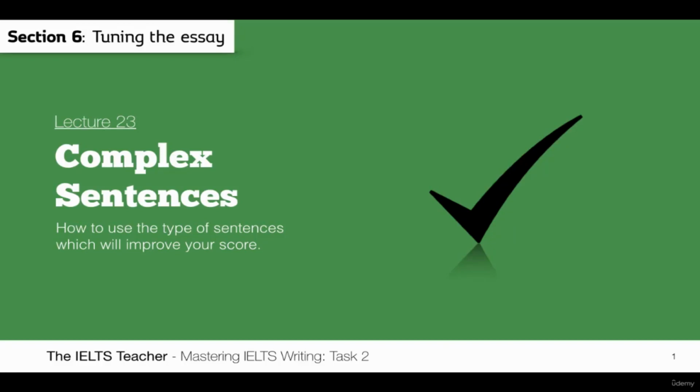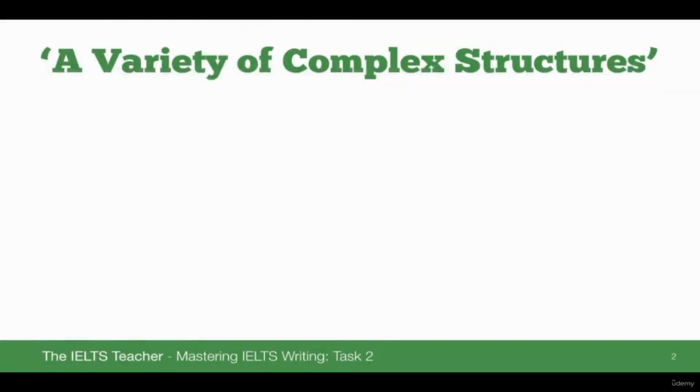Hi everybody. In the last lecture we looked at simple sentences and some common errors. In this lecture we are going to the next step and we're thinking about complex sentences. So we're looking at how to use the type of sentences which will improve your score to a band 7 level and above. Without complex sentences you're going to struggle to get that band 7. Why? Well, that's what we're going to look at first.